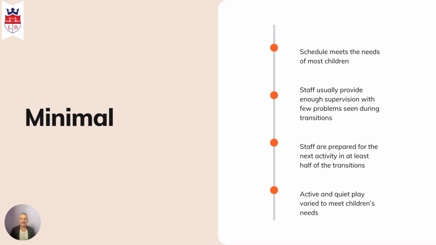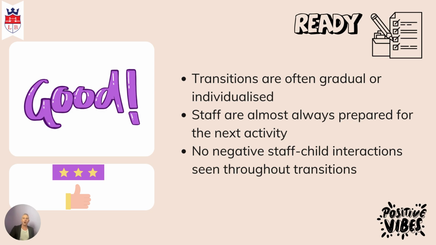Staff are prepared for the next activity in at least half of all transitions, and active and quiet play are varied to meet the children's needs. So those are your minimal criteria for scheduling and for transitions. So moving on, this is what is happening in your early years setting if you are good. So you must, as a minimum, meet the minimal criteria. And then if you're meeting 2 of these, you're coming out at a 4. And if you're meeting all 3 of these, you're coming out at a 5.